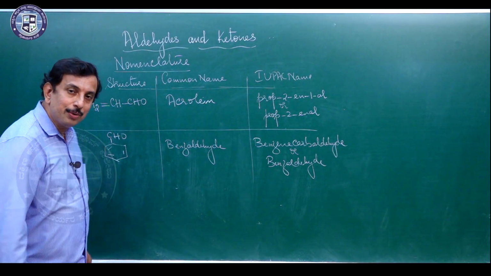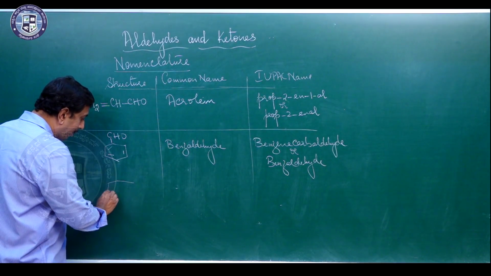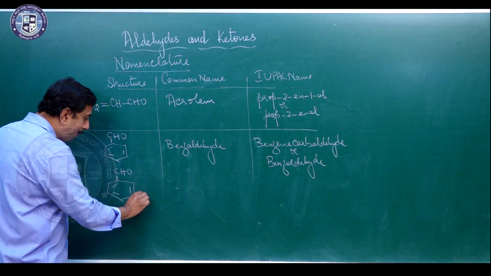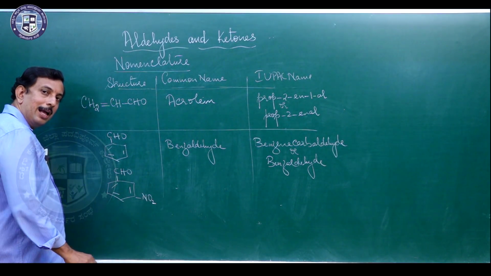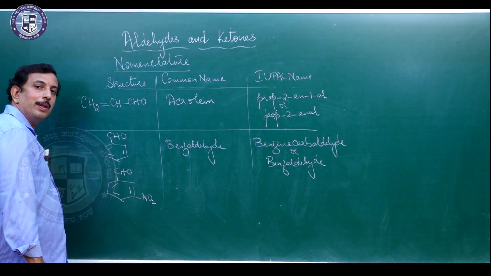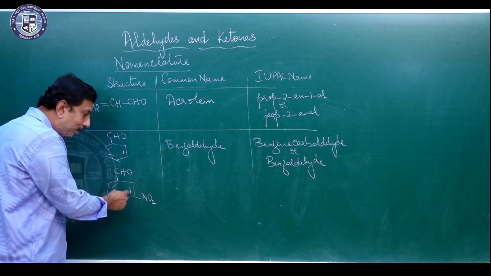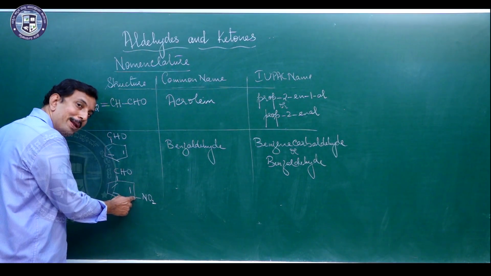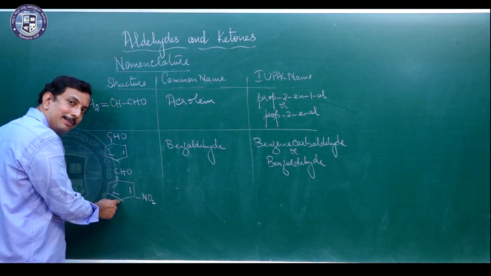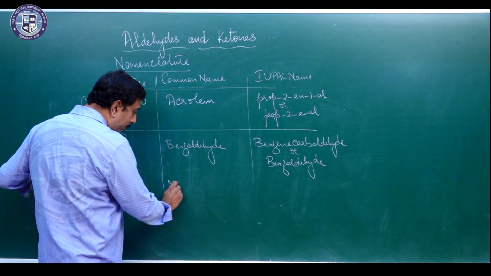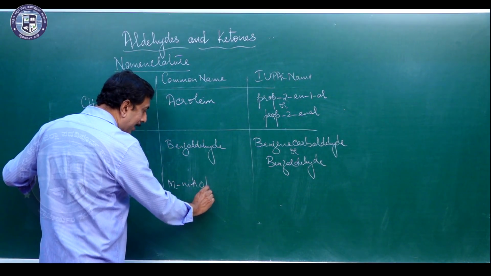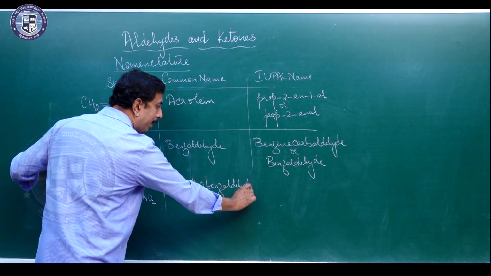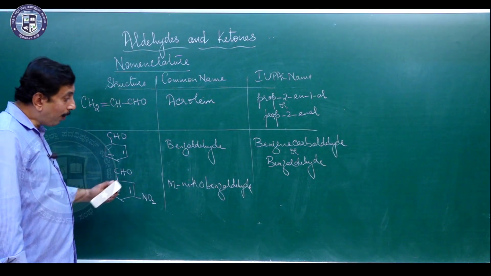Any other derivative of this aromatic aldehyde, I can refer to it as the derivative of benzaldehyde. You can see now I have given a nitro group at the meta position. You know that if I take this as position number 1, then 1,2 position is ortho, 1,3 is meta, 1,4 is para. So, this compound in the common system, if I want to name, it is called meta-nitrobenzaldehyde. But what is the IUPAC name?